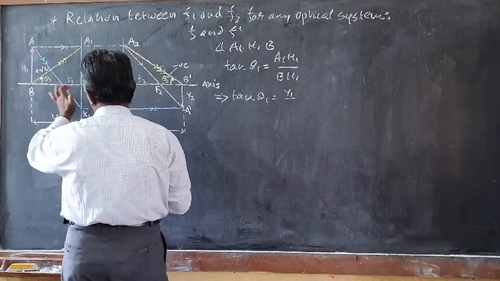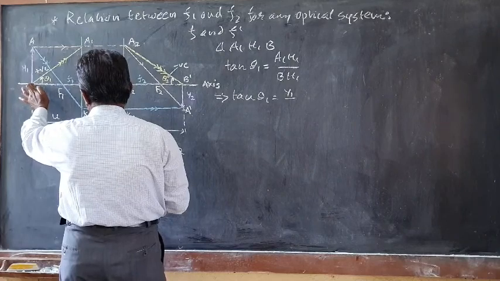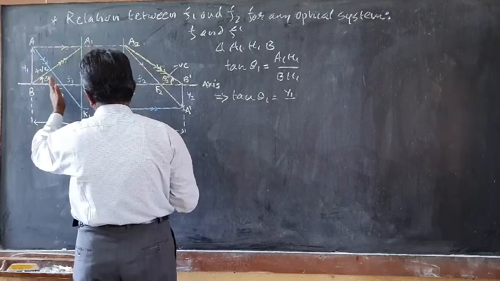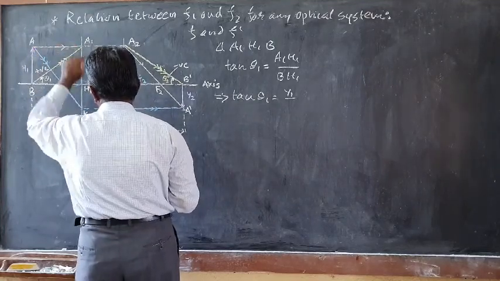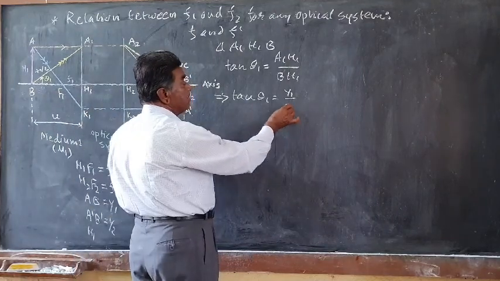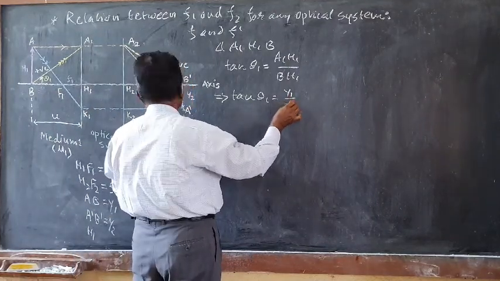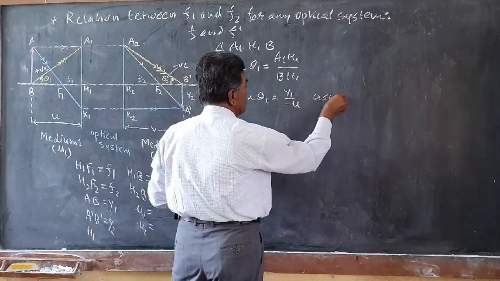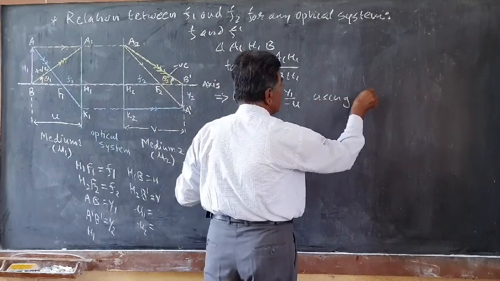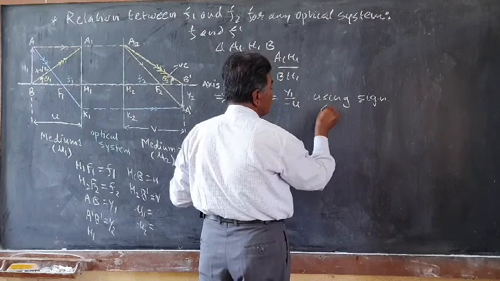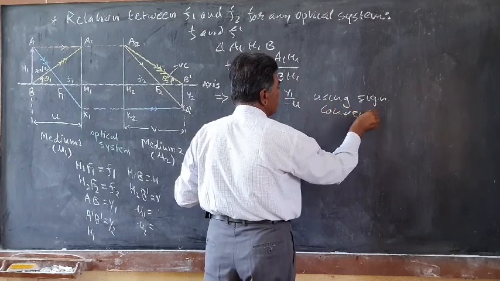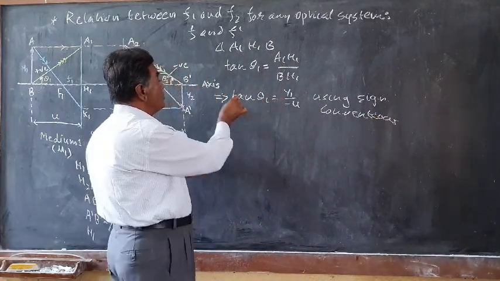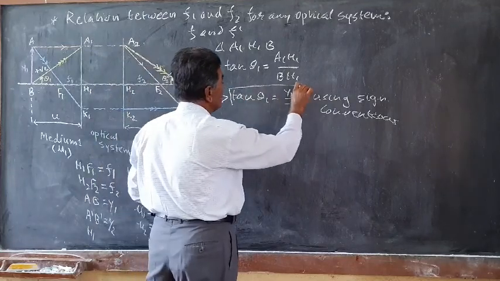The bh1 is nothing but what here? This distance here will be equal to u, and this lies to the left of the lens system. It is opposite to the direction of the light we have measured, and so it is always negative. According to sign convention, this is minus u. So using the sign conventions we are getting this equation: tan theta 1 is equal to y1 divided by minus u.